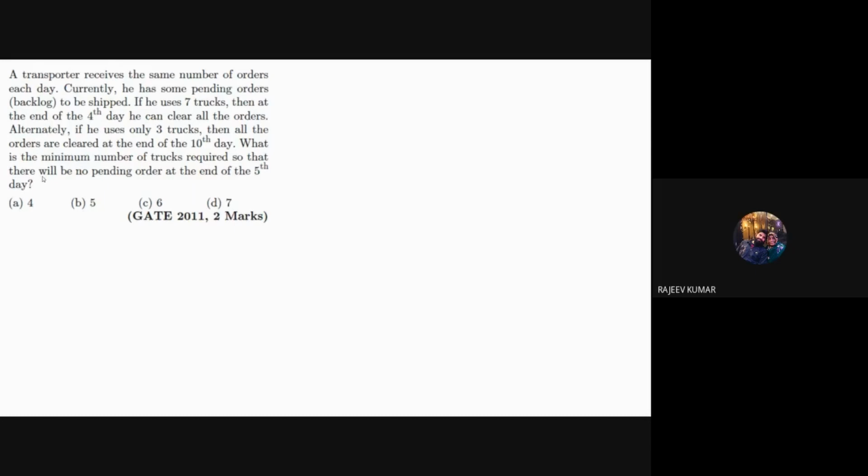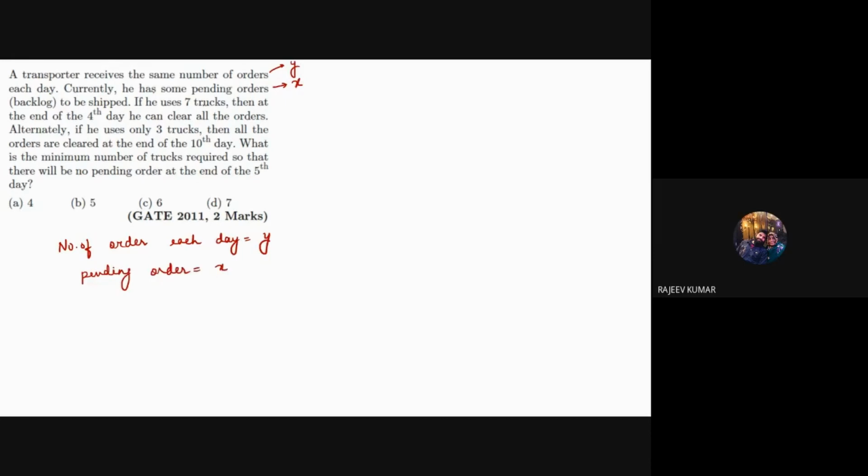Let me help you out a little bit over here. So how it will begin is, if he uses 7 trucks, he has some pending orders, backlogs. Let's say they are assumed to be X. So X are some pending orders, and he receives the same amount of orders each day. That is assumed to be Y. So these orders will be increasing per day. It is Y, and the pending orders or backlog that he needs to parcel are X. So X and Y, I got 2 variables.